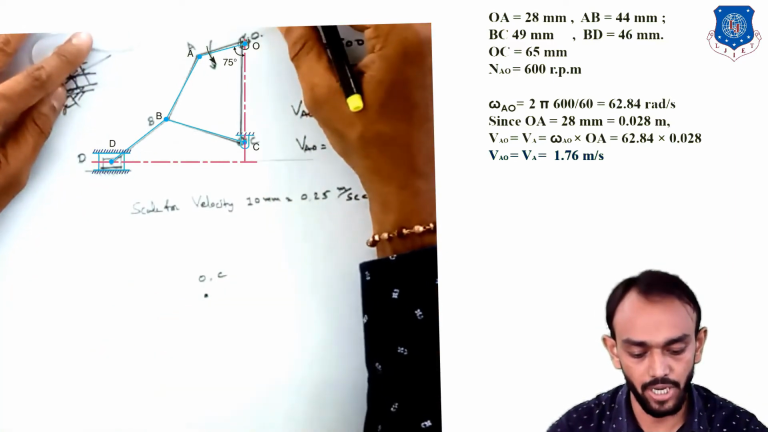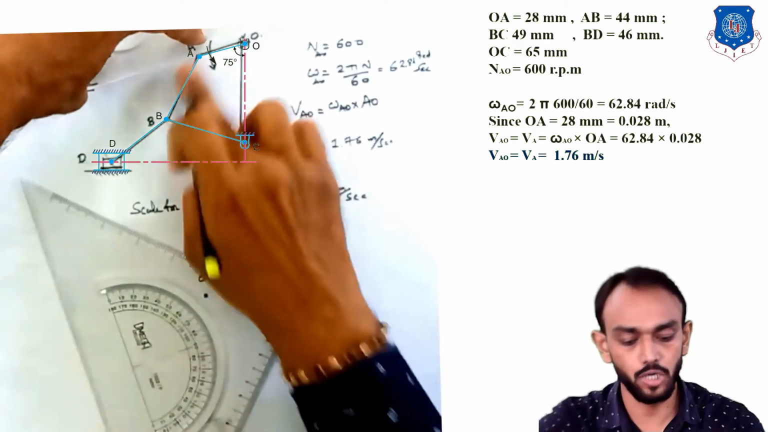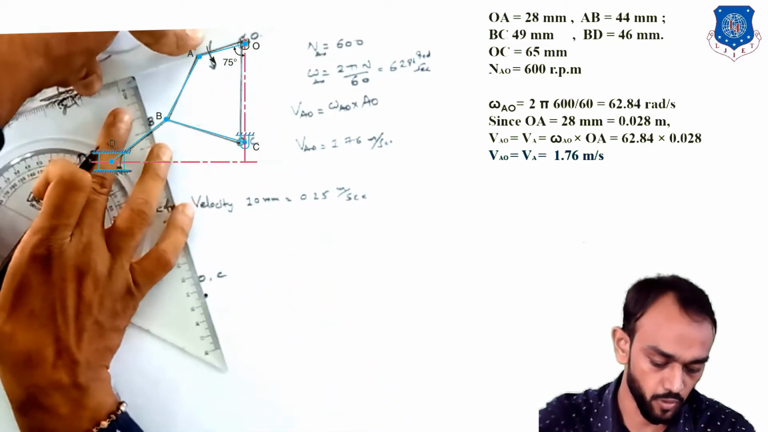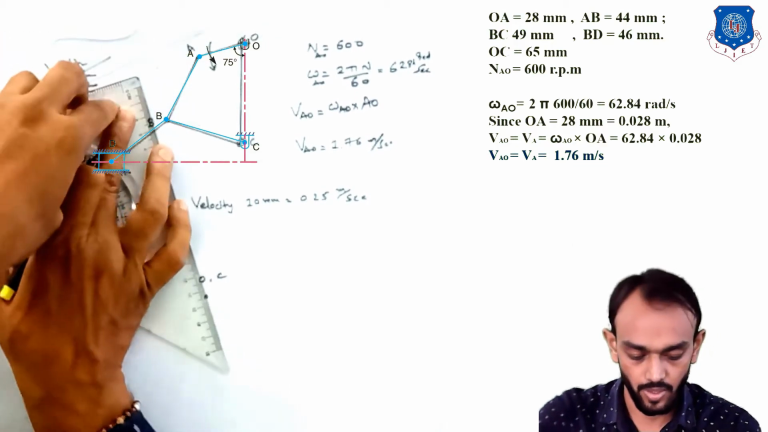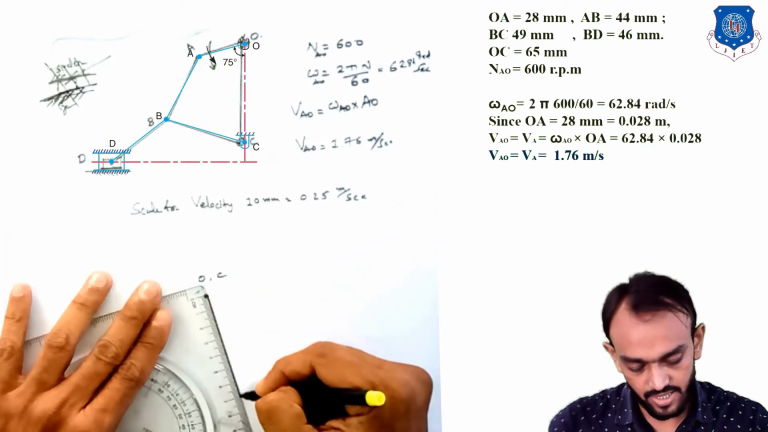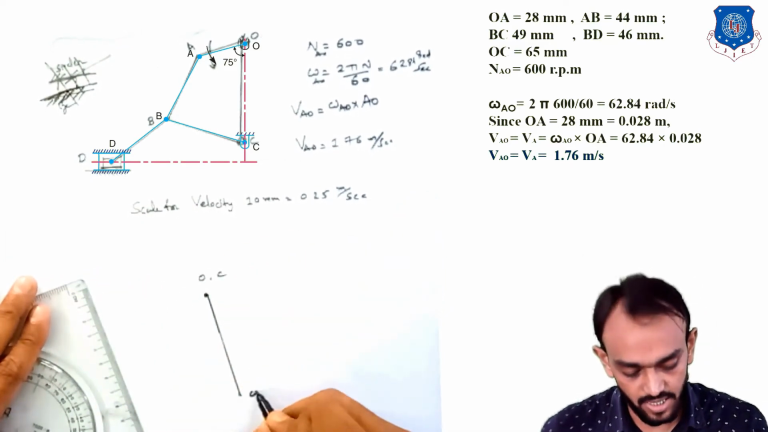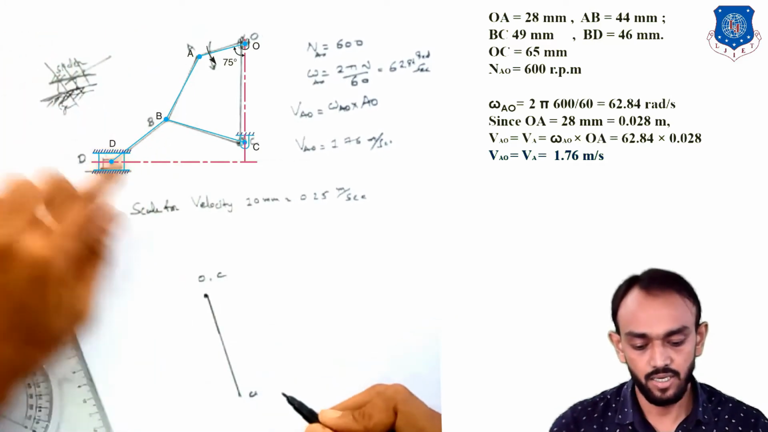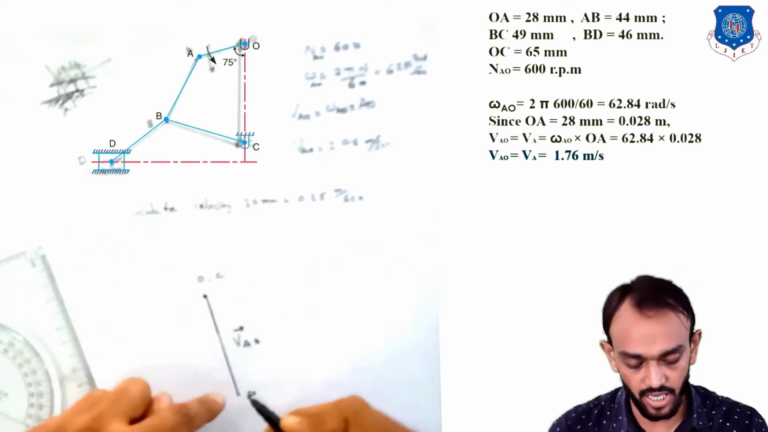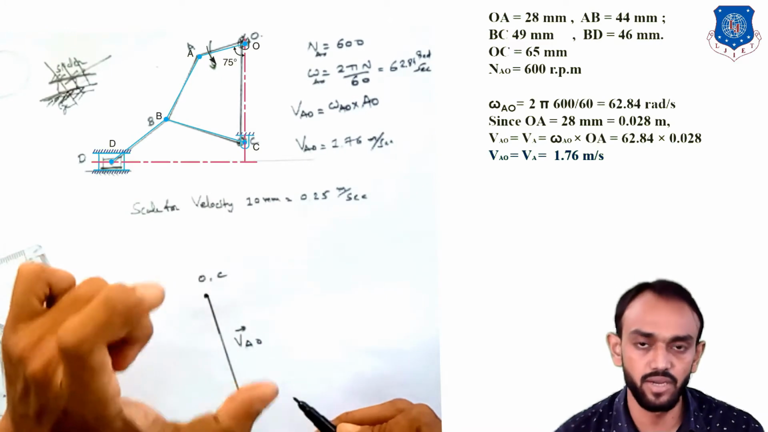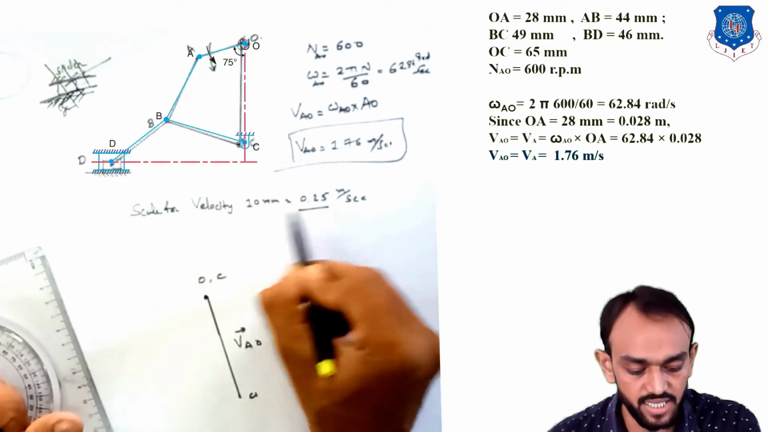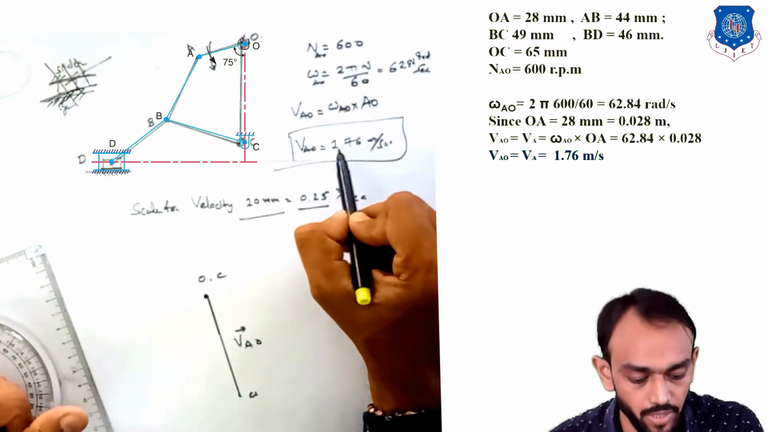Now you will draw the perpendicular to AO here, like this, passing through the origin point, and the length will be 7 centimeters. So now I have found the velocity of A with respect to O. This vector indicates the velocity of A. If you measure, it will give you 7 centimeters or 70 mm. And if you convert using this scale, dividing by 0.25, you will get 1.76.